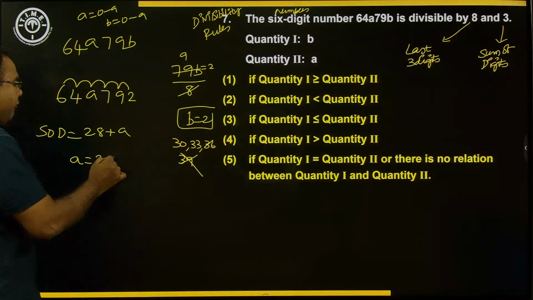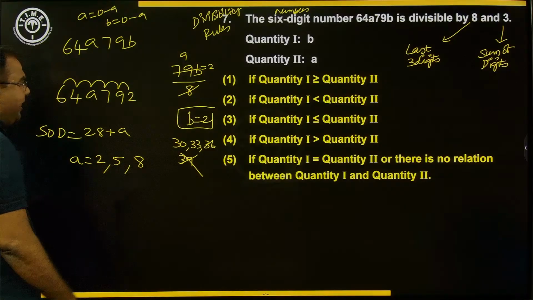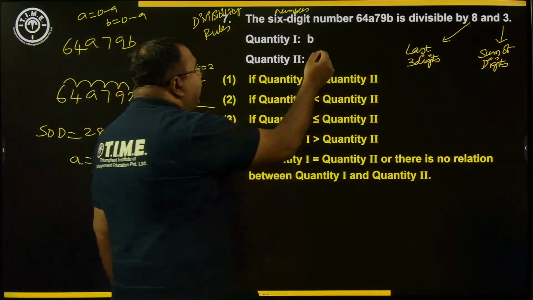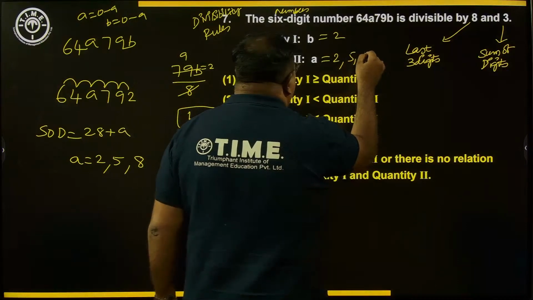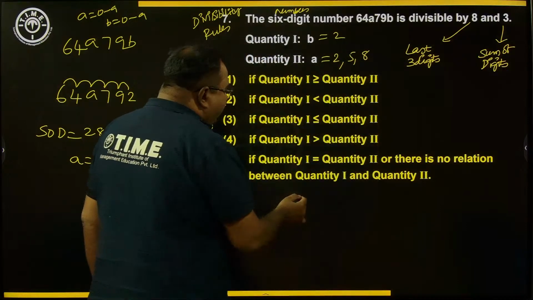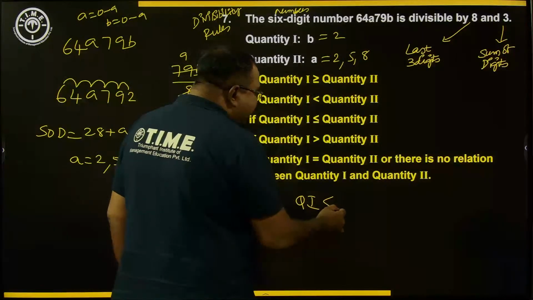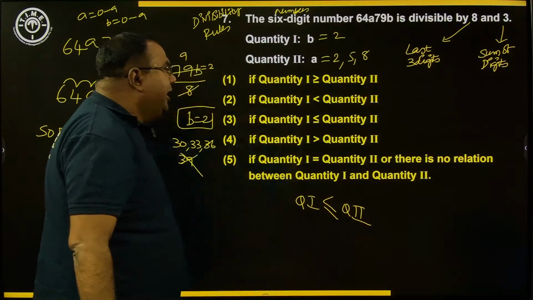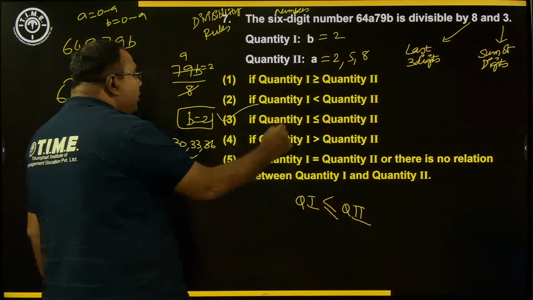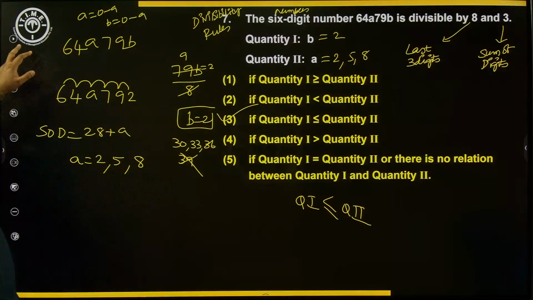So, A can be 5, if its sum has to be 33, and if sum has to be 36, A can be 8. So, B is only 2 values. For A, I have 3 values. It can be 2 or 5 or 8. So, clearly, my quantity 1, it is equal here. In all other cases, it is less than. So, quantity 1 is less than or equal to quantity 2. Quantity 1 less than or equal to quantity 2 is present in third option.